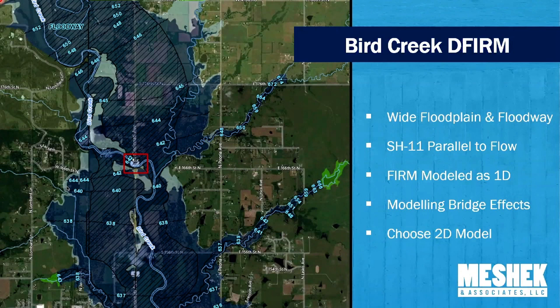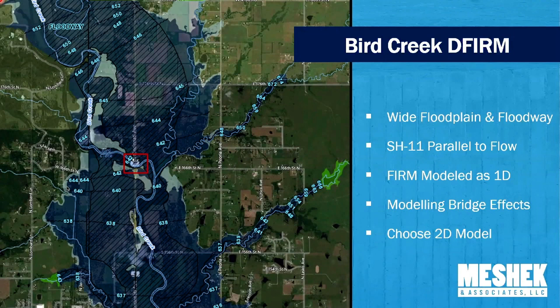And to touch back on the title of this presentation, the highway is parallel to the floodplain. We can see that State Highway 11, which runs due north and south here, is running parallel to the general overbank flow of the Bird Creek floodplain. Now, as many of you who have modeled enough know, this is not going to be as simple or straightforward as a regular perpendicular crossing, particularly in a 1D model.